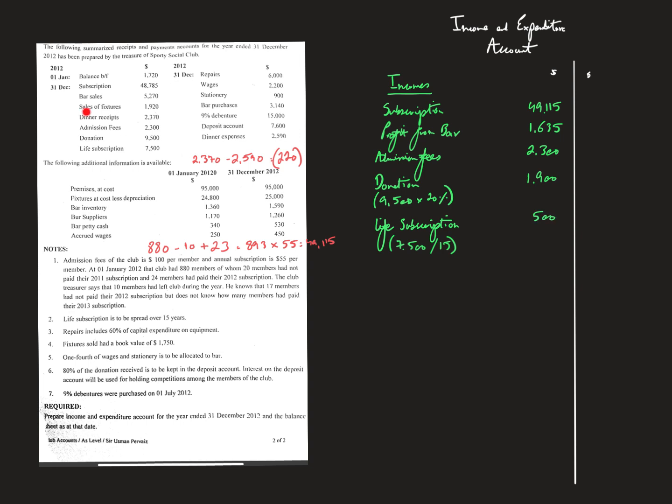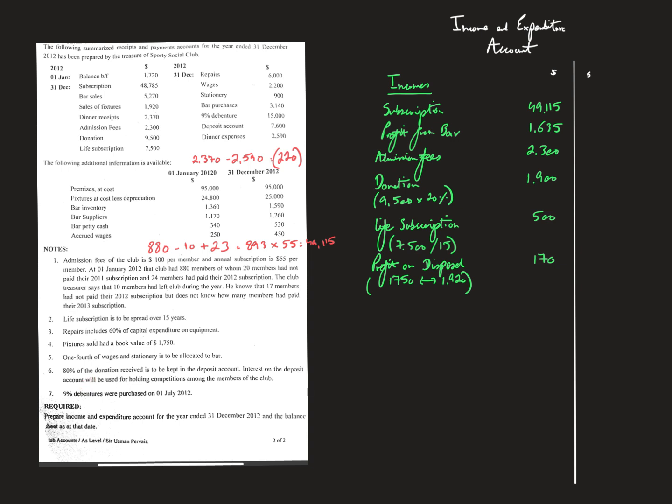Then there was profit or loss on disposal. How do we get that value? By comparing the book value of the fixture, 1750, with the amount received, that is 1920. How much? 170. Any other income?